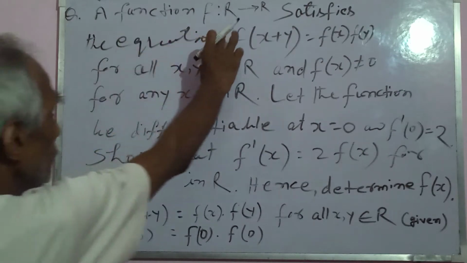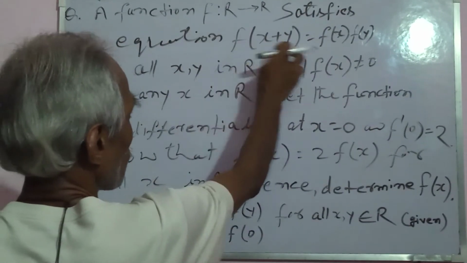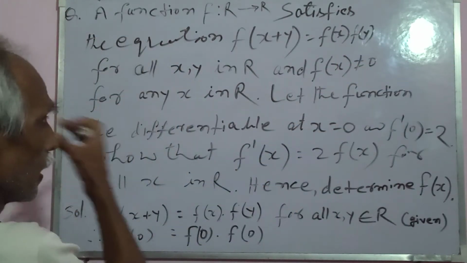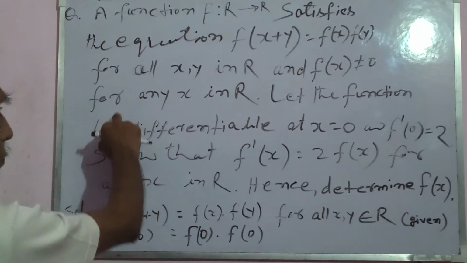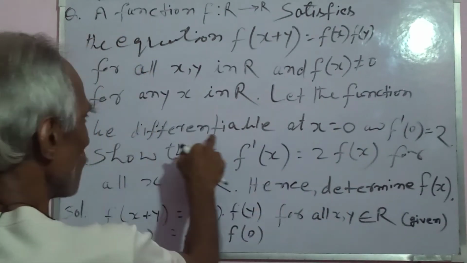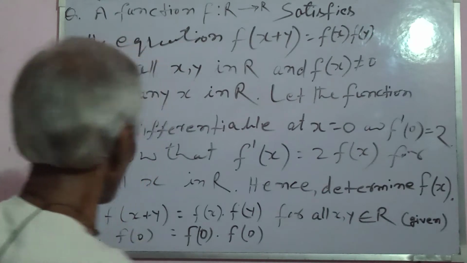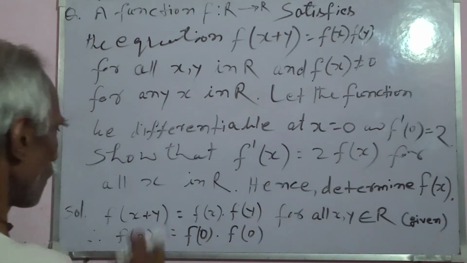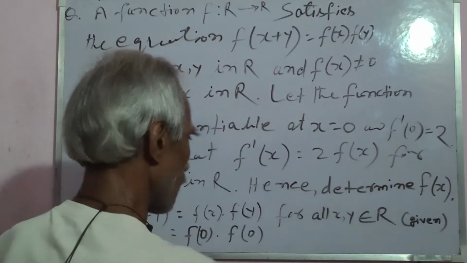A function f from R to R satisfies the equation f(x+y) = f(x)f(y) for all x, y in R, and f(x) cannot be 0. For any x in R, let the function be differentiable at x = 0 and f'(0) = 2. So that f'(x) = 2f(x) for all x in R. Hence, determine f(x).